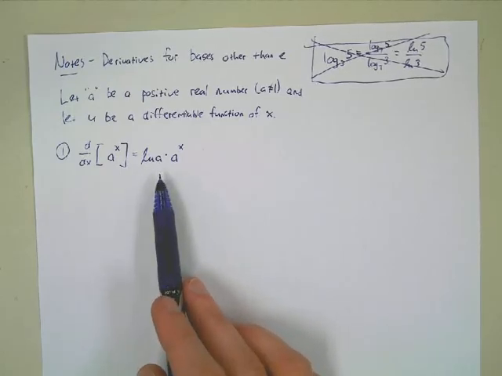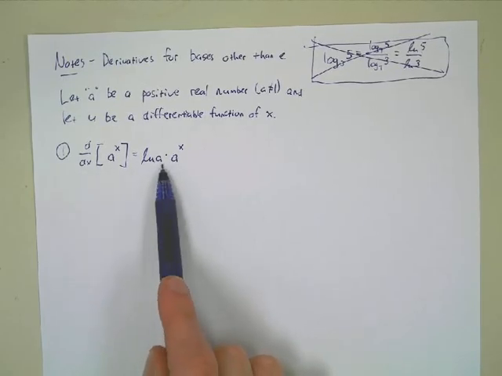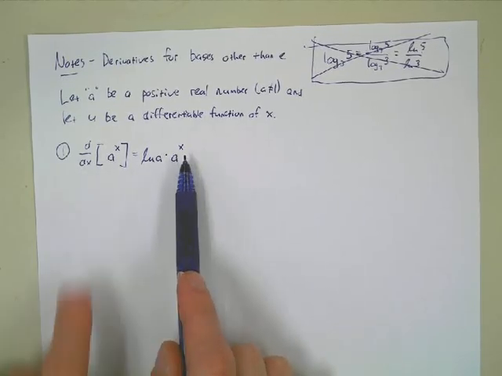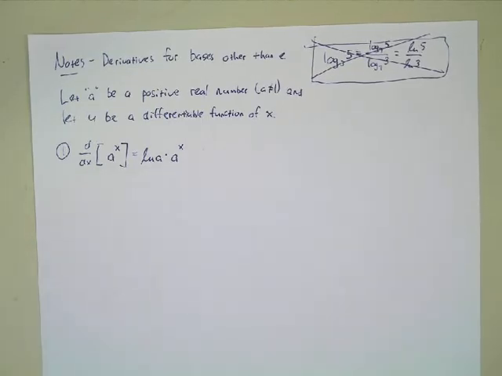Okay. But if we do another number, for example, 3 to the x, it will be natural log of 3 times 3 to the x. All right. So basically you just repeat it, but then you also have the little natural log in front there, of whatever the base is.